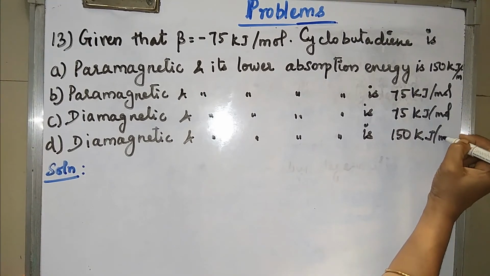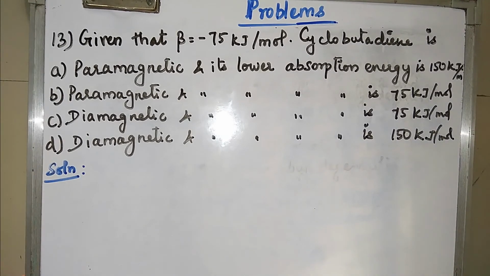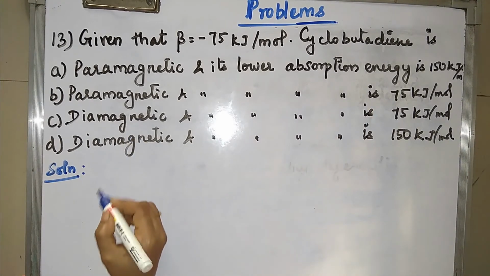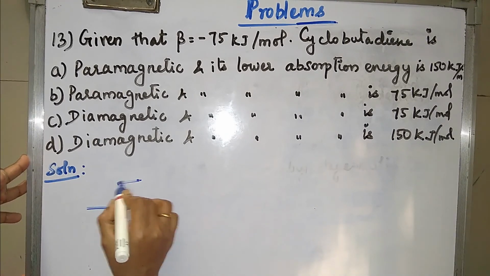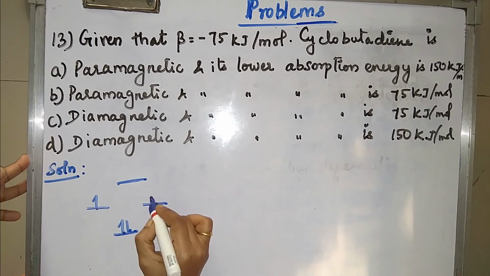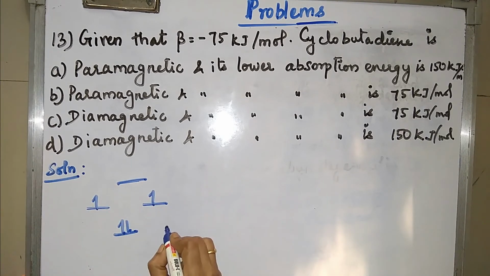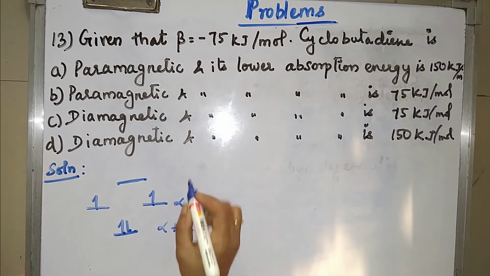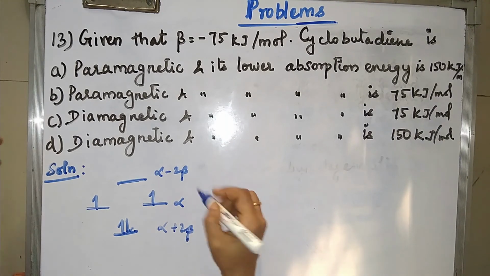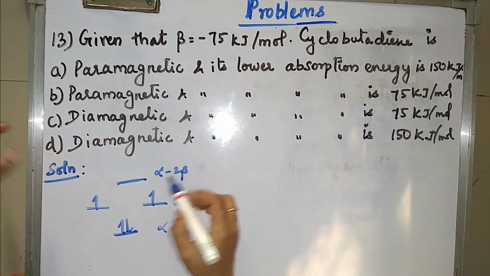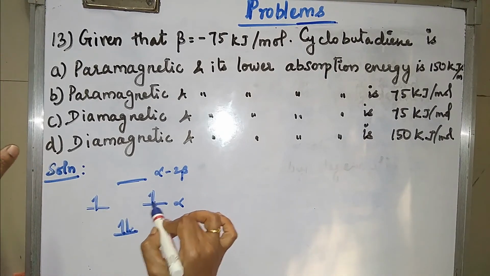For cyclobutadiene, we know that, as it is cyclo, 3 levels are there. Here 4 electrons are there. So the first one is alpha plus 2 beta, alpha, and here alpha minus 2 beta. I already said the ground state will be alpha plus 2 beta for all the cyclo compounds. So the single electron is there, so it is paramagnetic.